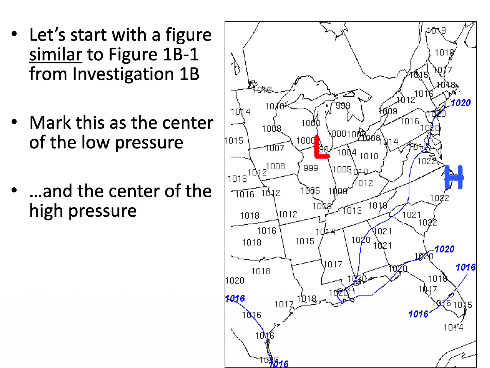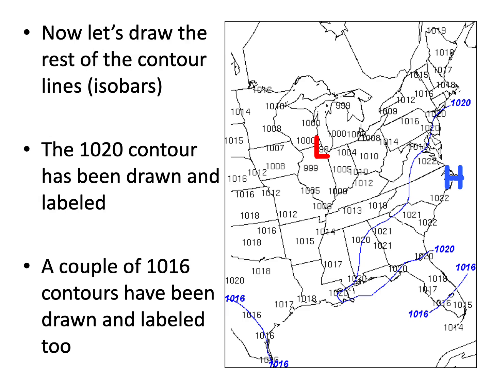On the map, what you want to do is put an L over where the low pressure is at and an H where the high pressure is at. So you can get a sense of their relationships. And then we want to get started with the contours. Again, the 1020 is drawn here, the 1016 is down here, and also a 1016 over here. But there's likely going to be another 1016 that's drawn next to this.